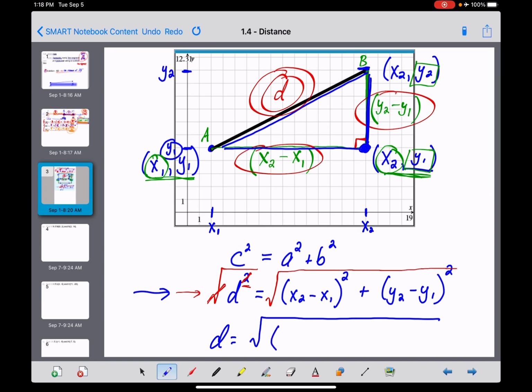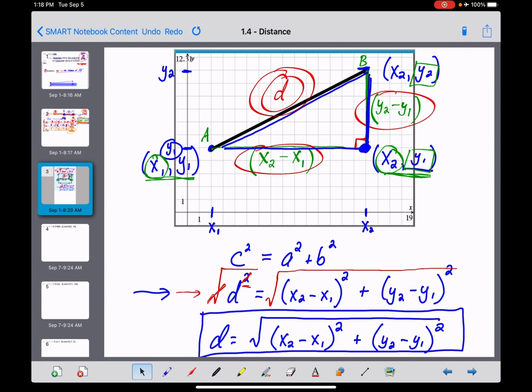D is the square root of x sub 2 minus x sub 1, close it, quantity squared, plus, same story now, y sub 2 minus y sub 1, close it, quantity squared. And that, boys and girls, is where the distance formula comes from.